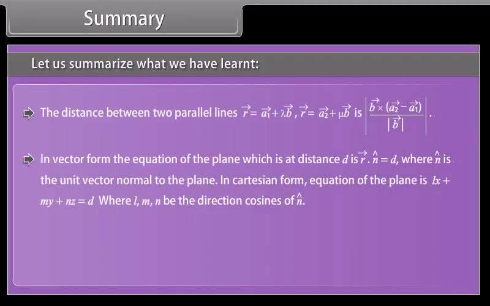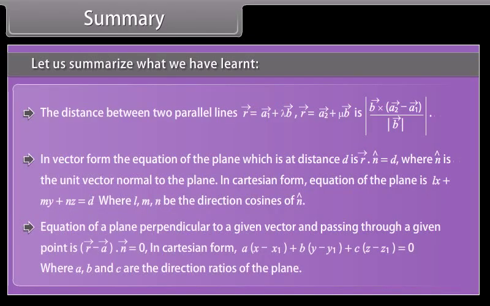In Cartesian form, the equation of the plane is given by the following, where l, m, n are the direction cosines of n cap. The equation of a plane perpendicular to a given vector and passing through a given point is, in Cartesian form, the following, where a, b, and c are the direction ratios of the plane.